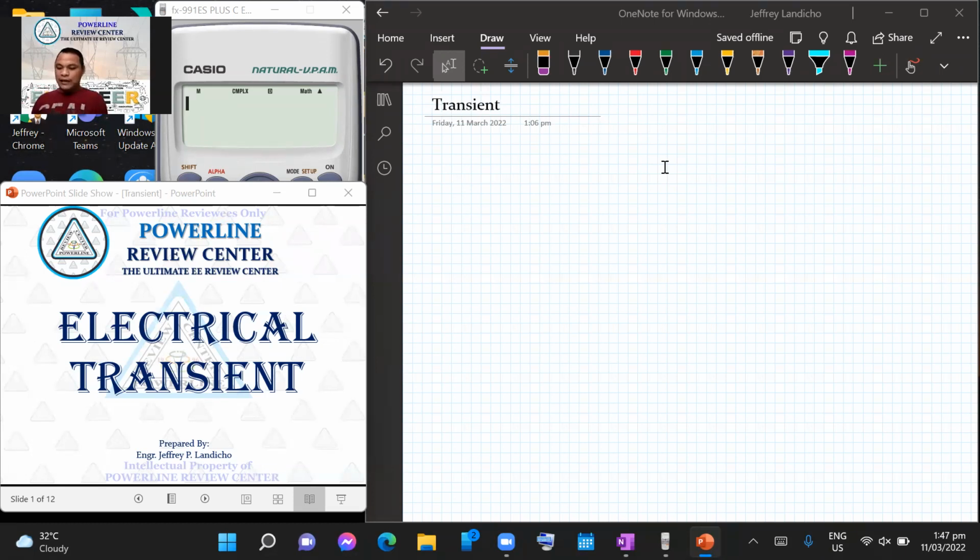Pag sinabi kasi natin electrical transient or simply transient, di ba pag sinabing transient, panandalian lang. No? So electrical transient always represents the circuit phenomenon at which the given circuit changes its condition. A sudden change in the state of the given circuit due to what? Energy stored in the given parameters. No? A sudden change in the state of the circuit due to energy stored in a given circuit. Ano ba yung energy stored na yan?